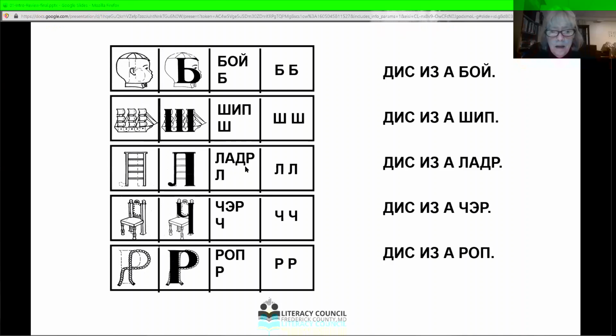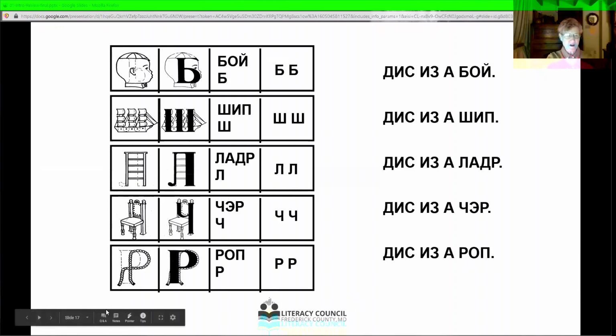Okay. And read this word: ladder, and this word: ladder. Read the sentence. This is a ladder. Okay. And read this word: chair, and this word: chair. And read the sentence. This is a chair. Okay. And read this word: rope, and this word: rope. And read the sentence. This is a rope. Good. All right.